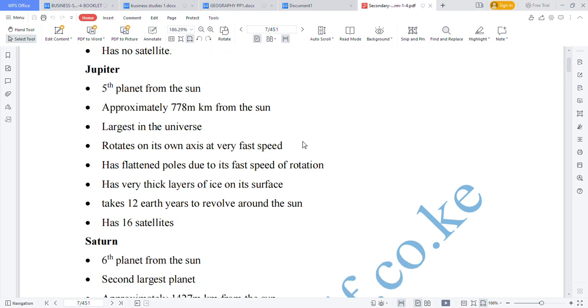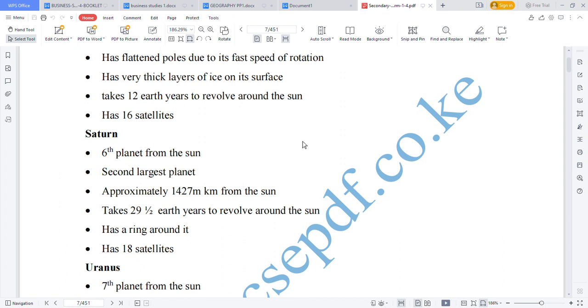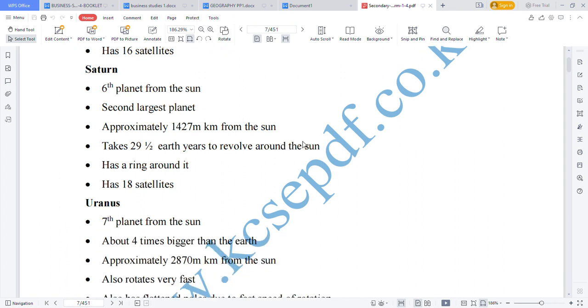Let's move to Jupiter. It is the fifth from the Sun, approximately 778 million kilometers from the Sun, the largest in the universe, and rotates on its own axis at a very fast speed. Has flattened poles due to its speed of rotation. Has very thick layers of ice on its surface. Takes 12 Earth years to revolve around the Sun. Has 16 satellites.